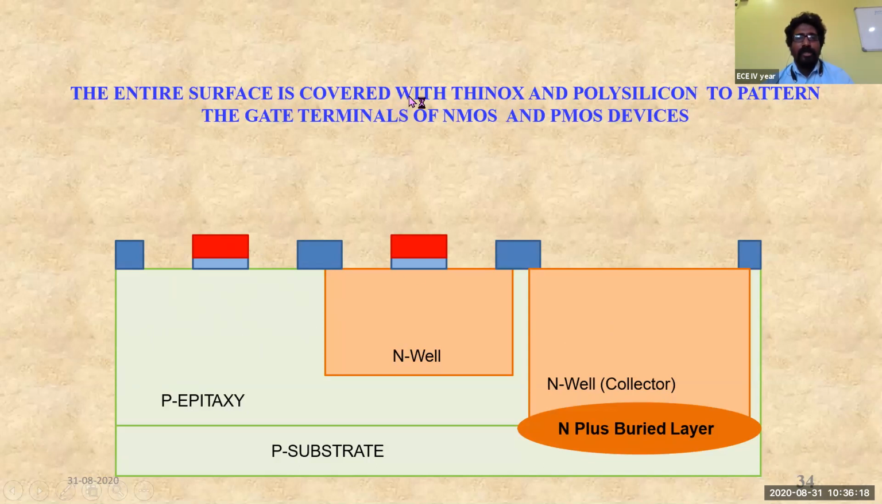The entire surface is now covered with thin oxide. We know that thin oxide is nothing else but a thin SiO2 layer, which is only 1 mm. A 1 mm oxide layer will be created, and after that etching will be done. After etching, the polysilicon will be laid in order to pattern the gate terminals of the PMOS and also NMOS devices.